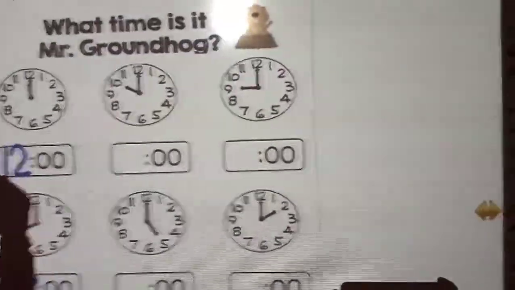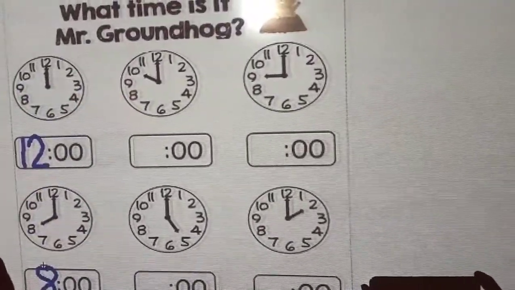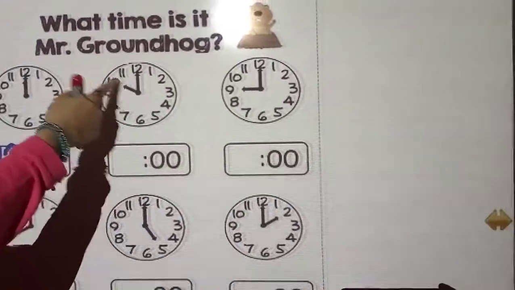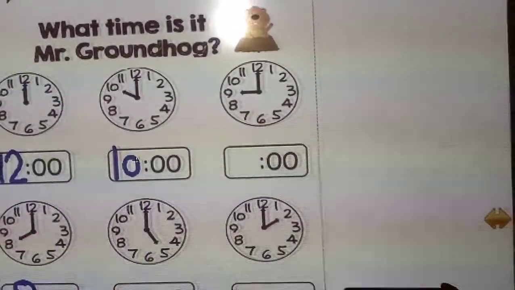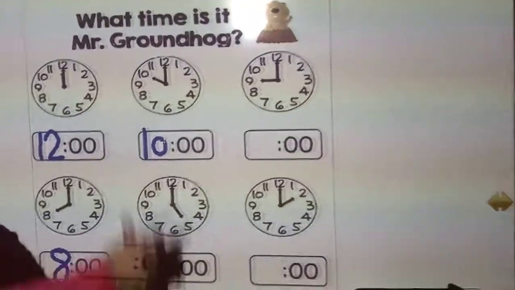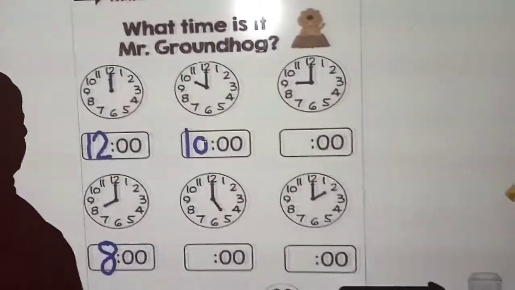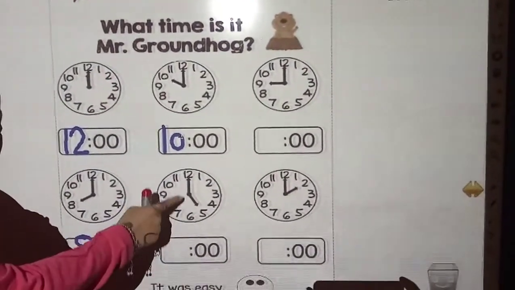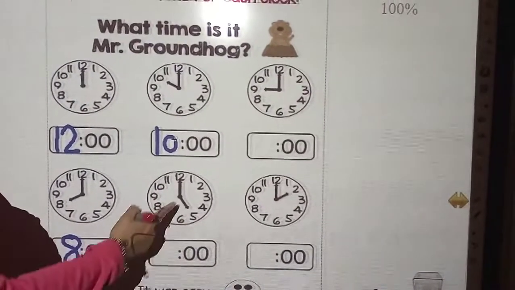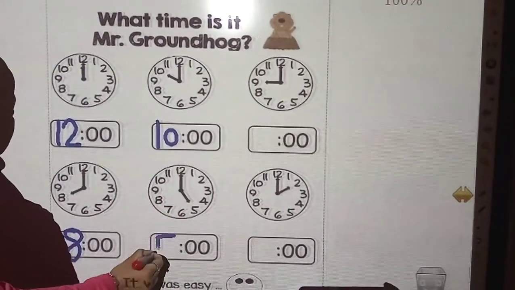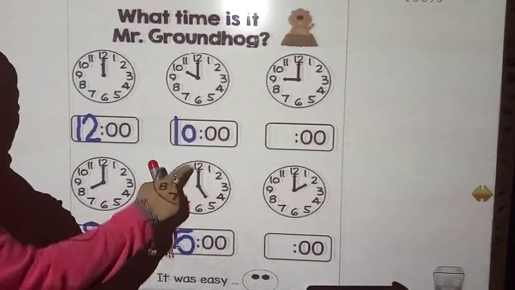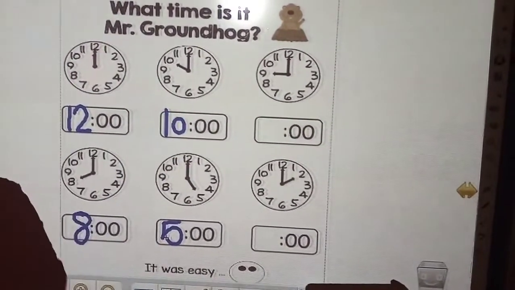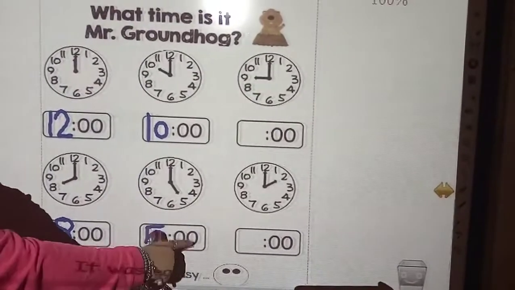Number 3, what time is it here? The short hand points to 10 and the long hand points to 12. 10 o'clock. Okay, the short hand points to 5 and the long hand points to 12. What time is it? Sorry, 5 o'clock.